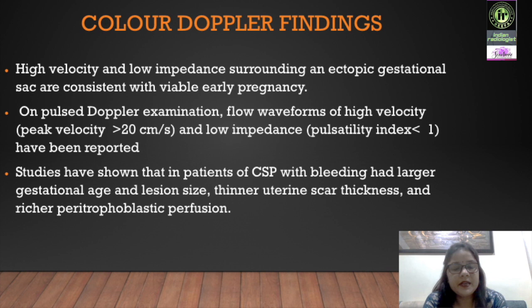Now, per Doppler findings, we also have to know that there is high velocity and low impedance surrounding the pregnancy or the sac. And on pulse Doppler examination with the default settings, flow waveforms of high velocity, that is peak velocity more than 20 centimeters per second, and low impedance, that is PI less than 1, have been reported. Studies have also shown that in patients of CSP with bleeding, they have larger gestational age and lesion size, thinner uterine scar thickness and richer peritrophoblastic perfusion.